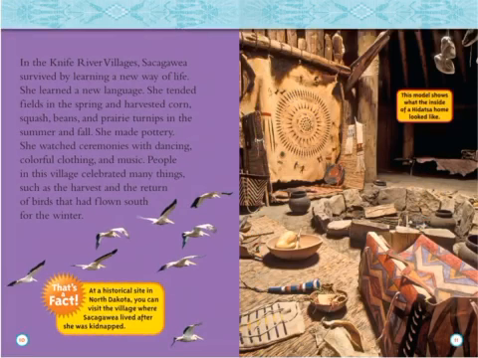In the Knife River villages, Sakakawea survived by learning a new way of life. She learned a new language. She tended fields in the spring and harvested corn, squash, beans, and prairie turnips in the summer and fall. She made pottery. She watched ceremonies with dancing, colorful clothing, and music. People in this village celebrated many things, such as the harvest and the return of birds that had flown south for the winter. That's a fact.